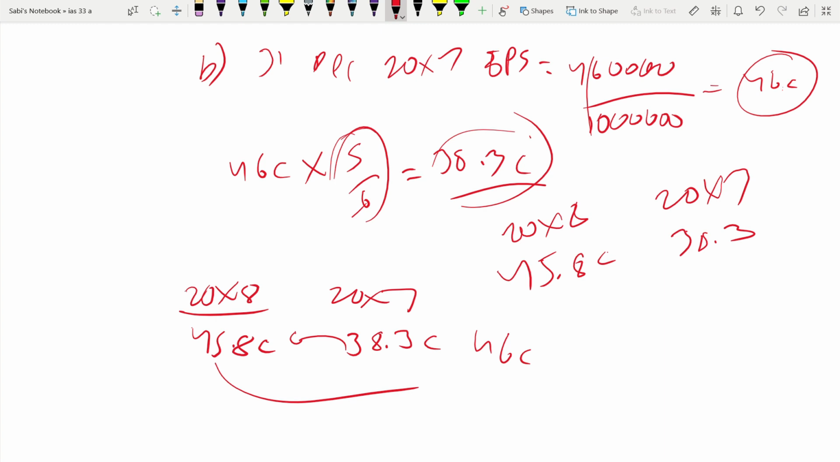You understand? That's why. But you don't need to understand the logical reason. I'm just explaining you. Just understand that if a bonus is there, you have to change the previous year's EPS also by multiplying it with the inverse of bonus fraction.